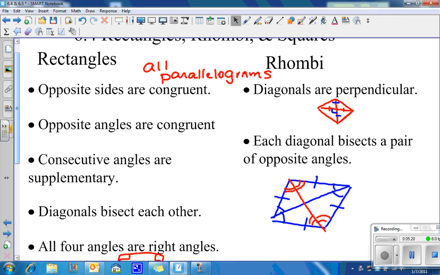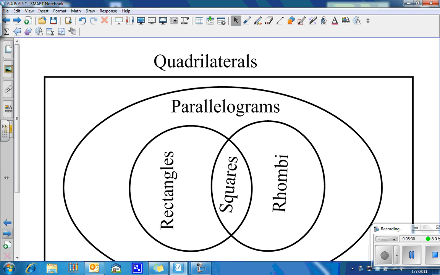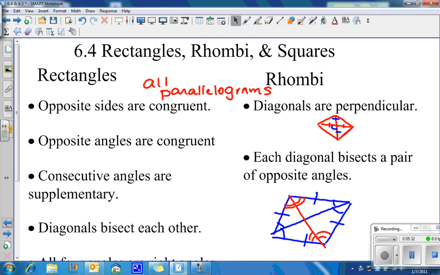Any questions about those? Again, a rhombus fits under all the parallelogram properties, plus those two extras. Good. A square is a rhombus, but a rhombus doesn't have to be a square. A square is always a rhombus. It's always a rectangle. But a rhombus does not always have to be a square.